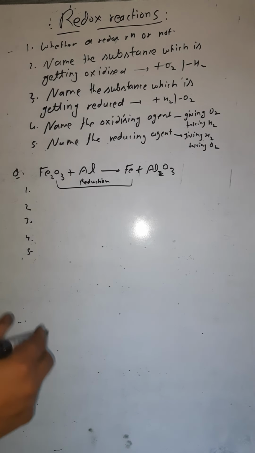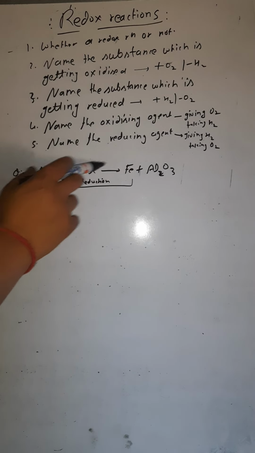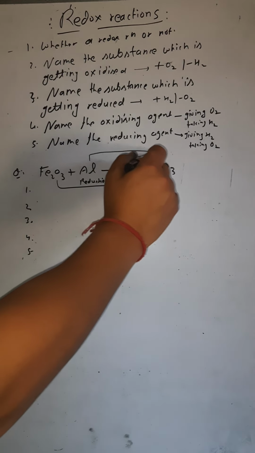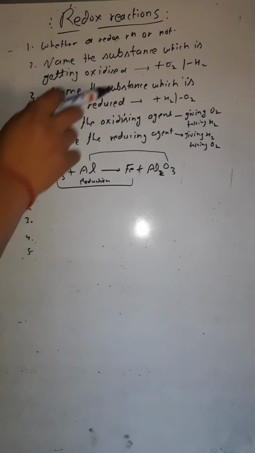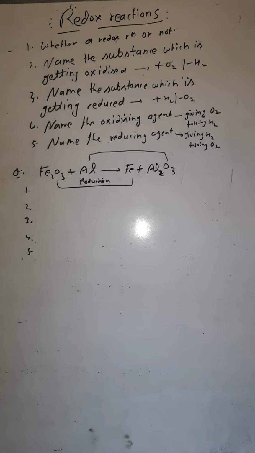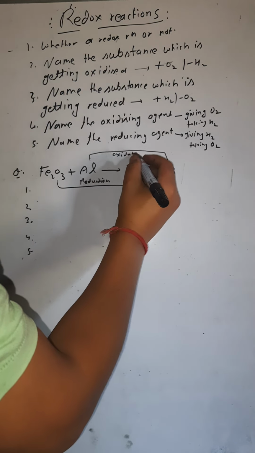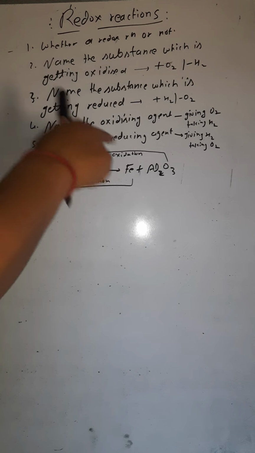Here is the reduction taking place. If you look at aluminium, earlier it is alone here. Now you can see there is addition of oxygen to aluminium. Earlier it is alone, now having oxygen. So when there is addition of oxygen, you would call it an oxidation reaction. Here you can see both oxidation and reduction taking place, hence it is a redox reaction.